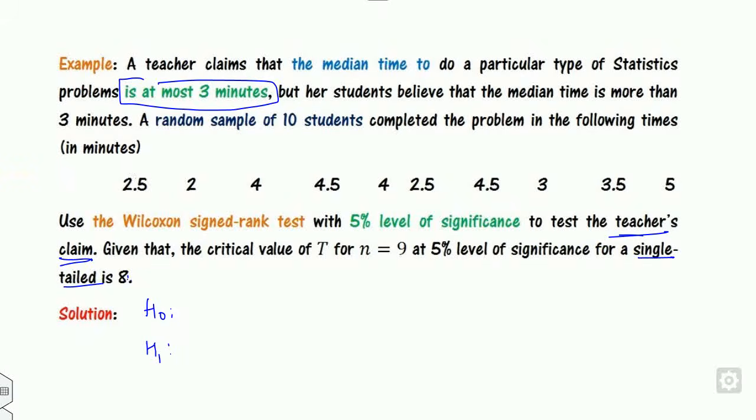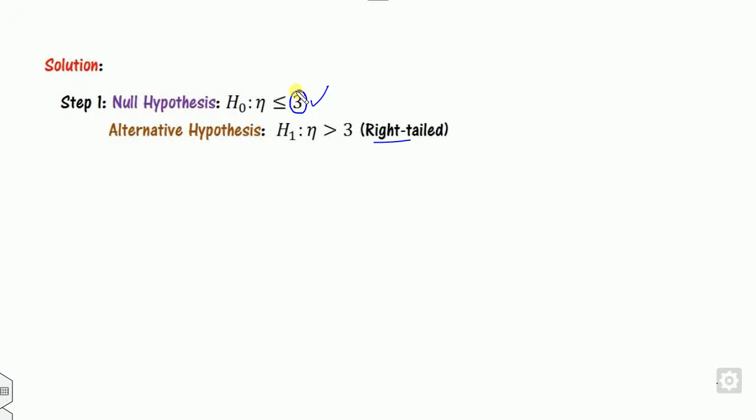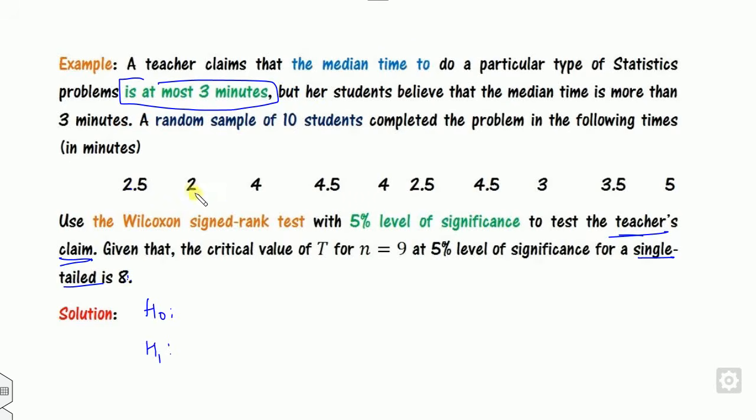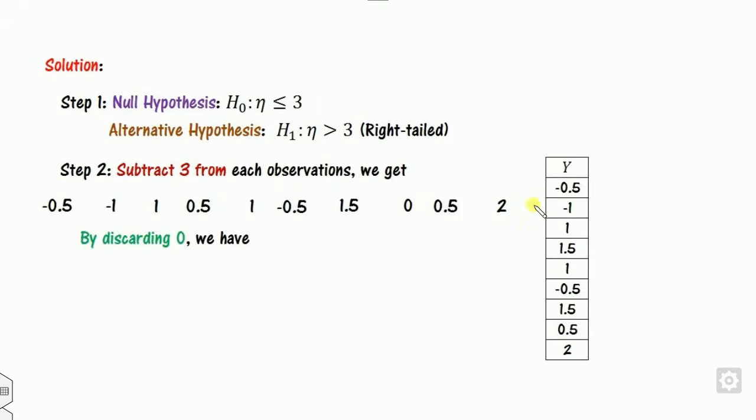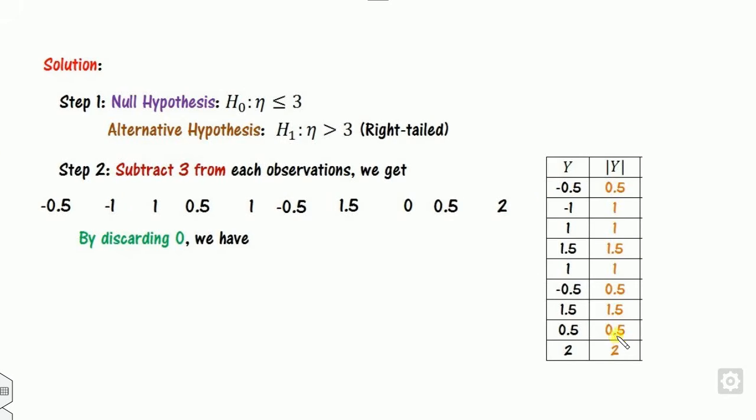Now what is step number 2? You have to subtract this number, which is 3, from each of the numbers, and you will get these values. Now discard 0 if any; yes, there is one such number. So you have to write the remaining numbers here. Compute the mod of y, and you will get this. Now you can find the ranks. The smallest number is 0.5, and it appears 3 times: positions 1, 2, 3, so 1 plus 2 plus 3 divided by 2 gives 2, 2 and 2.